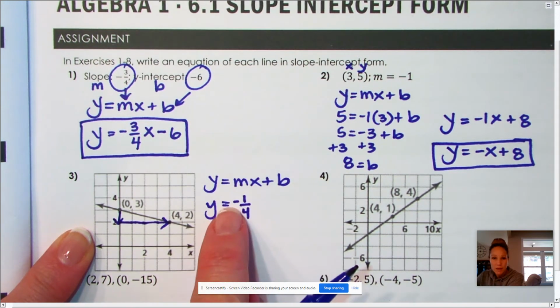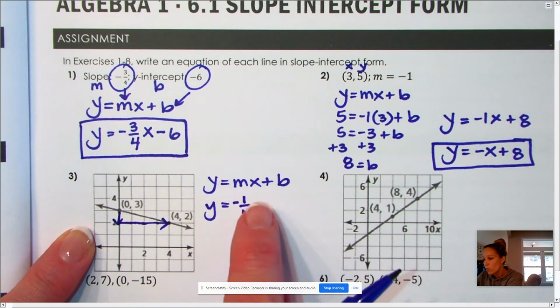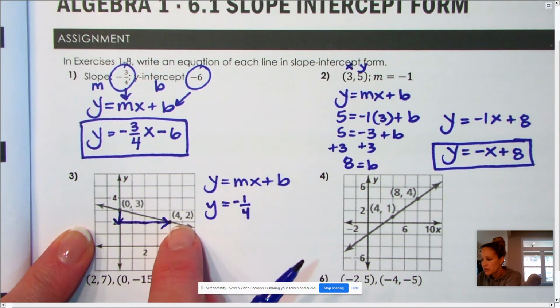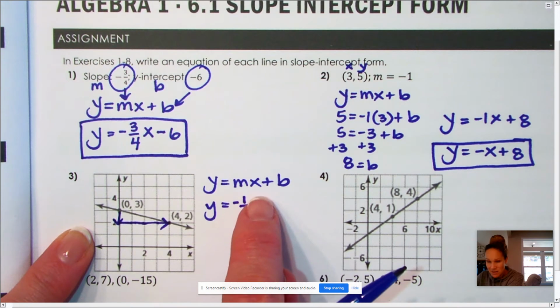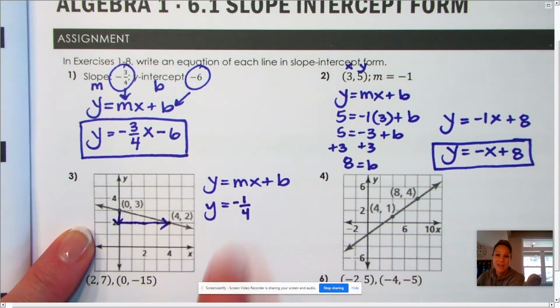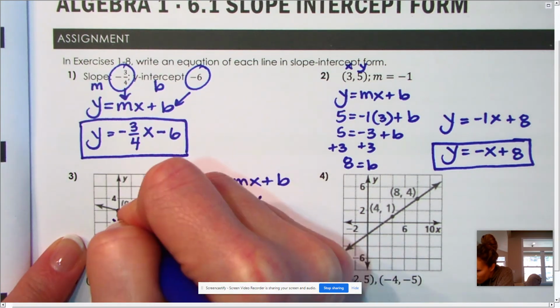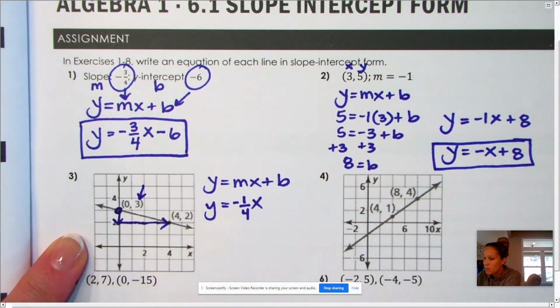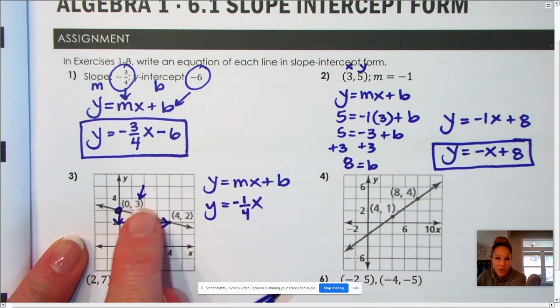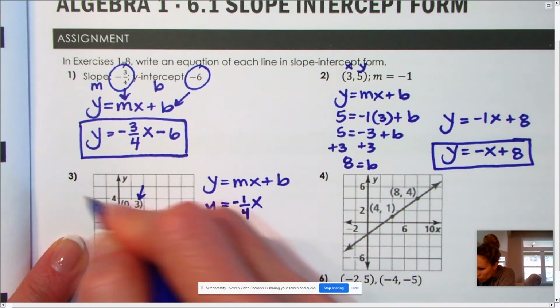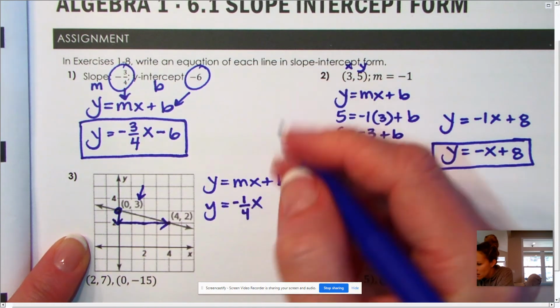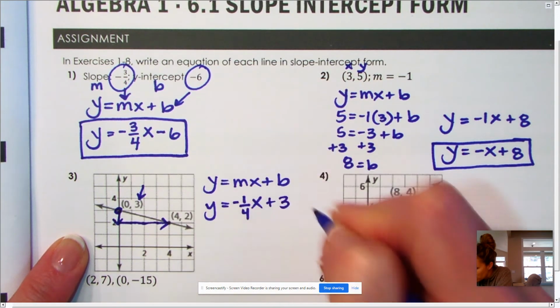The down, we put a negative, and then we always put the over on the bottom, right? Because if I read this, this says 1 over 4. And then we put the x right there, and then b is where it crosses the y-axis. So remember, whenever x is 0, that's the y-intercept. Okay, wherever the line crosses through the y-axis. And that happens in this case at positive 3.